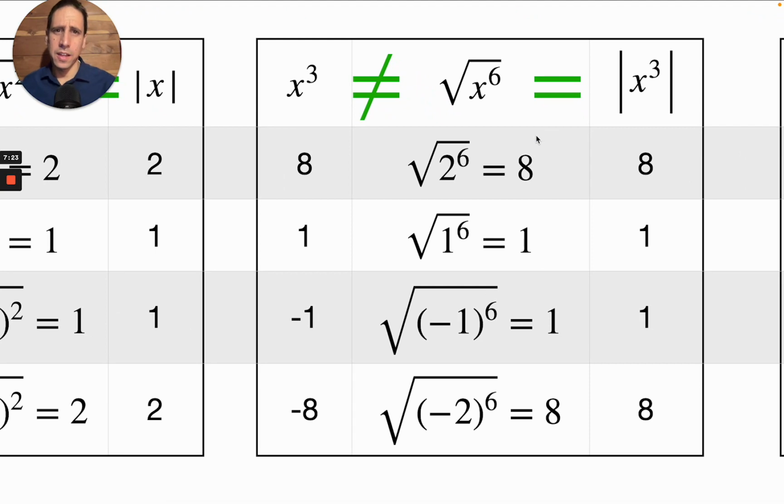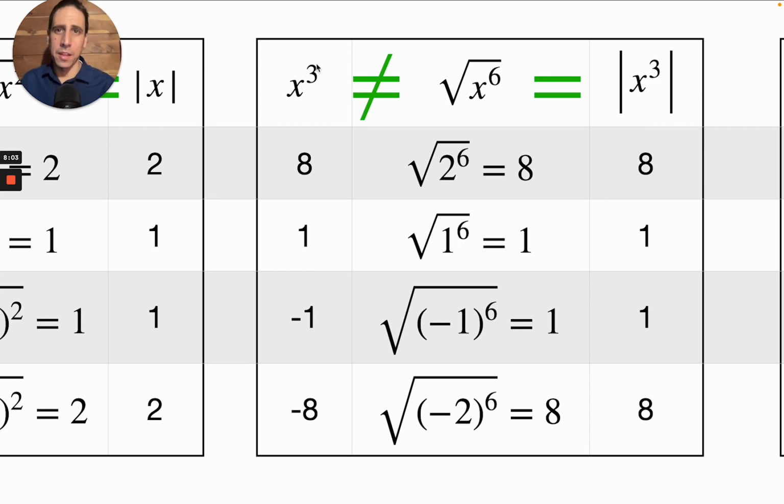So again, let's let this x be 2 here. 2 to the 6th power is going to be 64, like we said before, and then take the square root of that, you get 8. Everything's fine when you get positive numbers, but when you have a negative number here, negative 1 to the 6th power is positive 1, and then take the square root of that, you get 1. And then negative 2 raised to the 6th power is positive 64, and you take the square root of that, you get 8. So you can't really say that the square root of x to the 6th is x cubed like you would want it to. It's really the absolute value of x cubed.